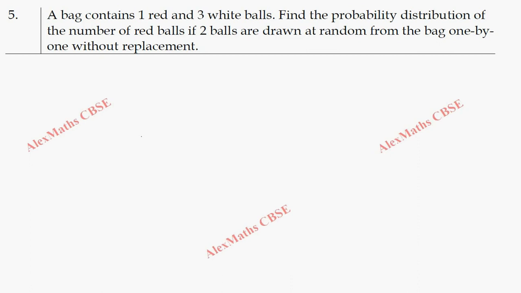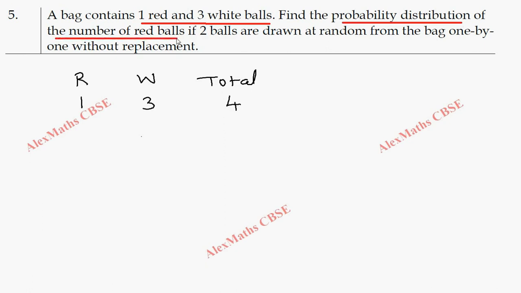Question number 5. A bag contains 1 red and 3 white balls. Let's write it here. The number of red ball is 1, number of white ball is 3. So totally we have 4 balls. We have to find the probability distribution of the number of red balls if 2 balls are drawn at random from the bag one by one without replacement.